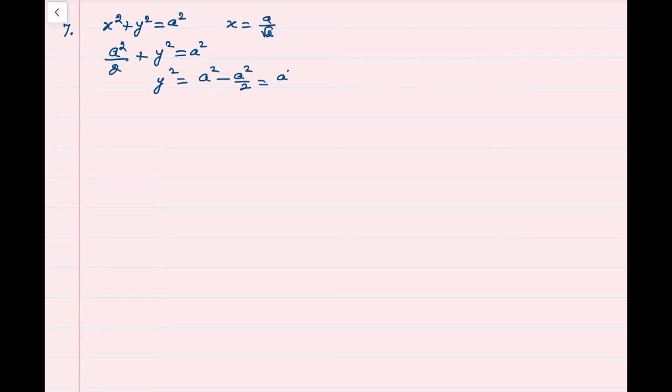Question 7. Find the area of the smaller part of the circle x square plus y square is equal to a square, cut off by the line x is equal to a divided by root 2. This is a circle whose center is at the origin and radius is a units, and this is a line which is parallel to y axis. Let us solve these two equations. Substitute for x, which is a square divided by 2 plus y square is a square. Therefore, y square will be a square minus a square divided by 2. y will be plus or minus a divided by root 2.